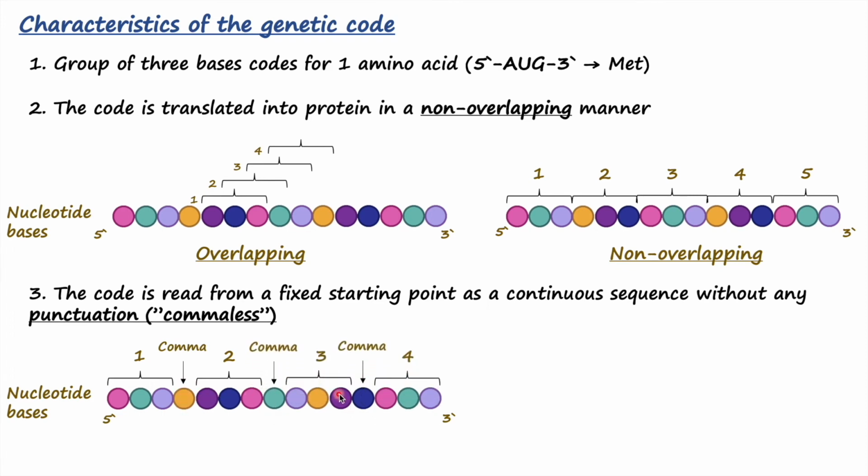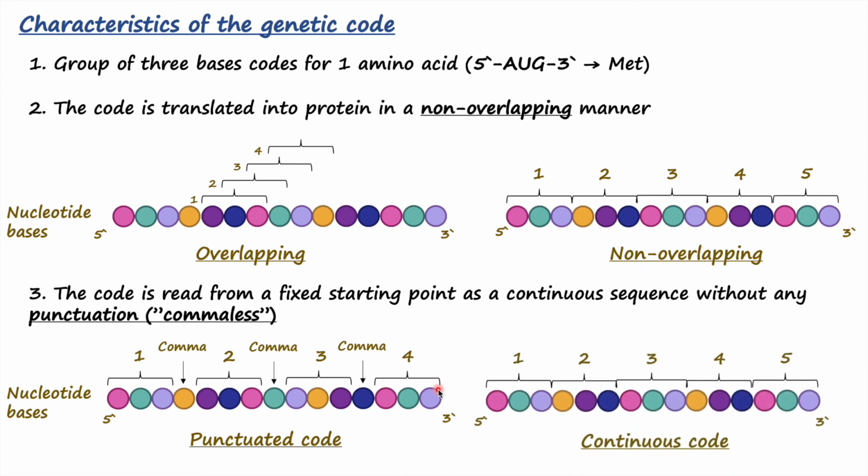Now likewise, we have the third triplet, and then this nucleotide base was missed, and then this nucleotide base was missed, and this is the fourth triplet. So this is called punctuated code, because there is a comma in between. The nucleotide bases are missing, and therefore it is called punctuated code.